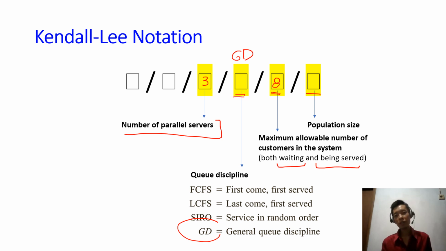And finally, this is the population size. So if the population is large enough, you don't have to write the exact number. You can just write the infinity sign there. So for example, you open a restaurant and then the customers can come from anywhere in the town or in the city. So you just write down infinity. You don't have to exactly write the number of population of the city. So that is the Kendall-Lee notation. We have 6 parts, and these 6 parts describe the characteristics of a queuing system.